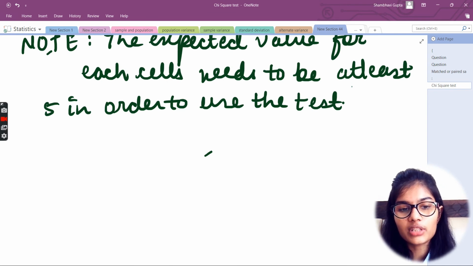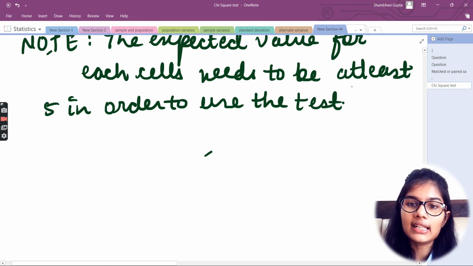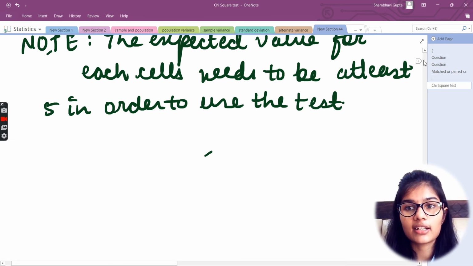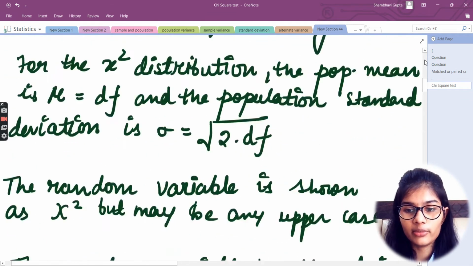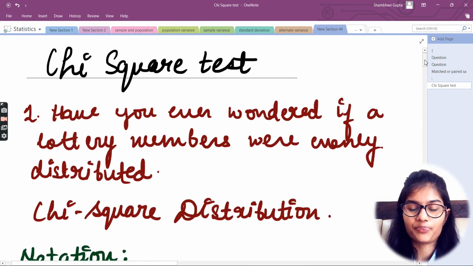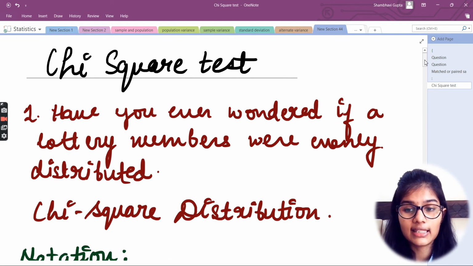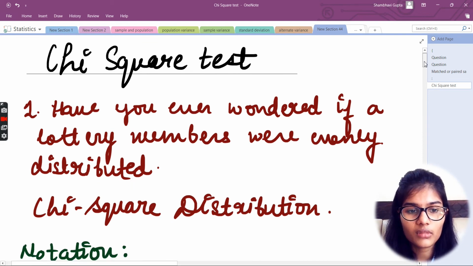So let's say I want to use that particular test. In that case, the expected value for each cell which we are having shall be at least 5. This is one of the conditions that applies, that it shall be 5. Then only we will be able to use that test. Now I'll give you a quick revision of the things we have studied from the start in this particular distribution.